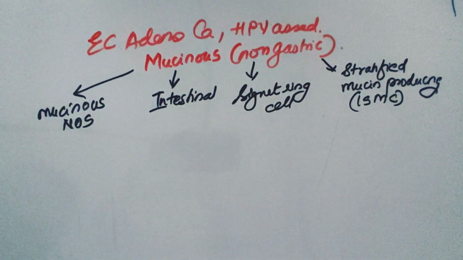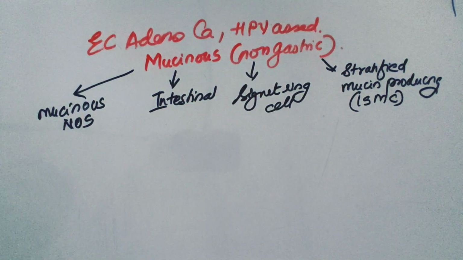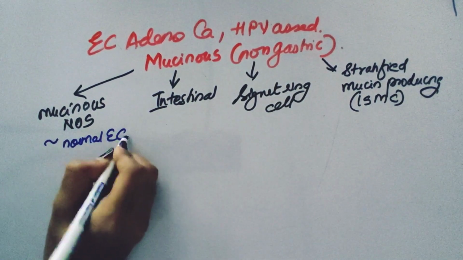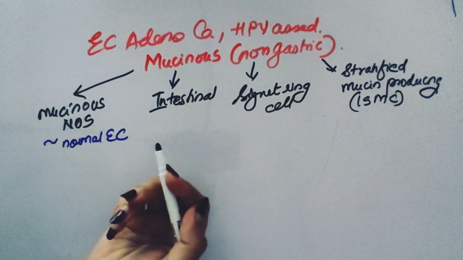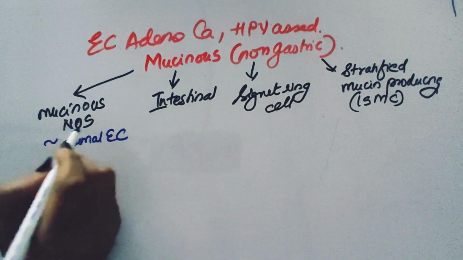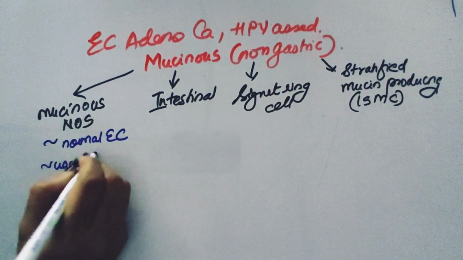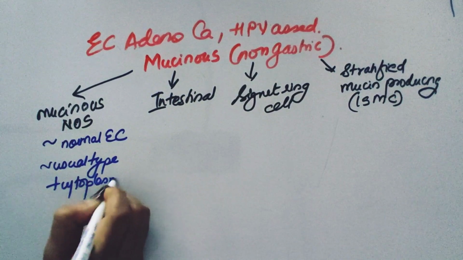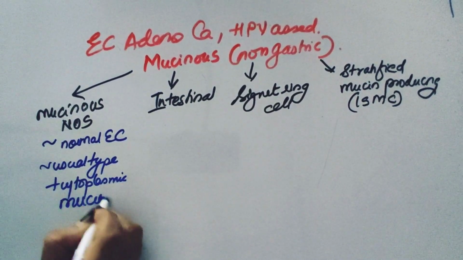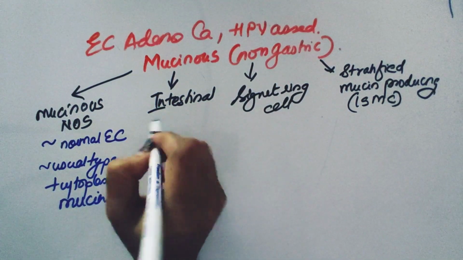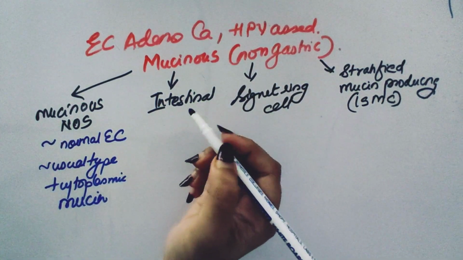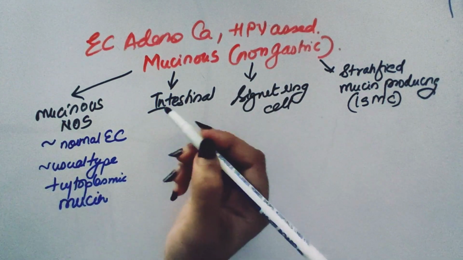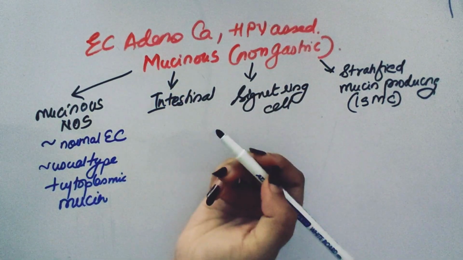So mucinous NOS is similar to the normal endocervix because it is mucin secreting ciliated columnar epithelium, as I said. So it is also similar to the usual type. The only thing is that there is mucin, which is cytoplasmic. So it is mucinous adenocarcinoma only, but it is similar to the usual type of endocervical adenocarcinoma. The only difference is that it has mucin in it.